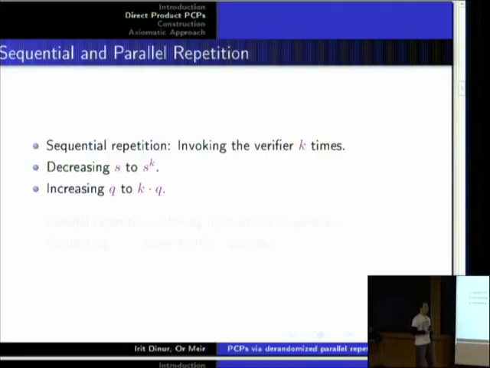First of all, if we started with an original verifier that had constant soundness and we wish to obtain sub-constant soundness, then we will have to choose k to be a super constant function. And this means that the query complexity will also become a super constant function. And we don't want that to happen.